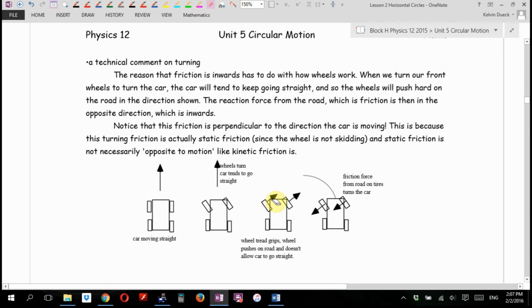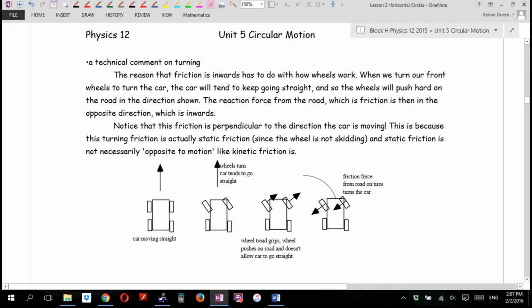But because this force is on the road, not on the car, I never bothered drawing it in my free body diagram. What do I care? If we have sticky enough tires, we can turn sharper. In other words, if mu is bigger, this force is bigger, and I can corner better.